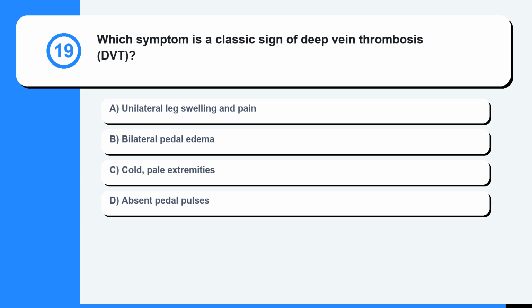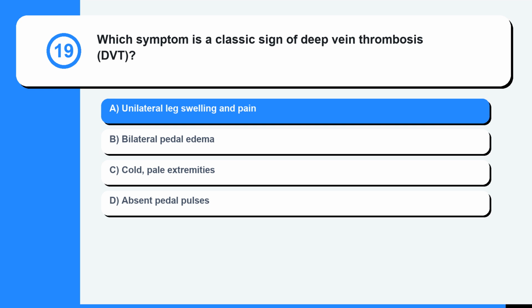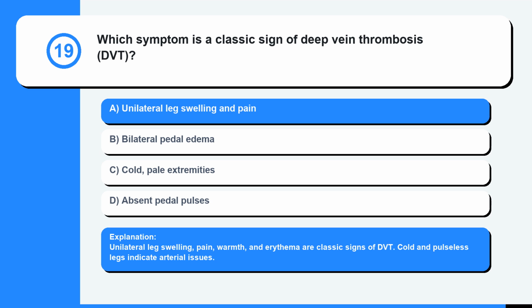Question 19. Which symptom is a classic sign of deep vein thrombosis, DVT? A. Unilateral leg swelling and pain. B. Bilateral pedal edema. C. Cold, pale extremities. Or D. Absent pedal pulses. The correct answer is A. Unilateral leg swelling and pain. Unilateral leg swelling, pain, warmth, and erythema are classic signs of DVT. Cold and pulseless legs indicate arterial issues.